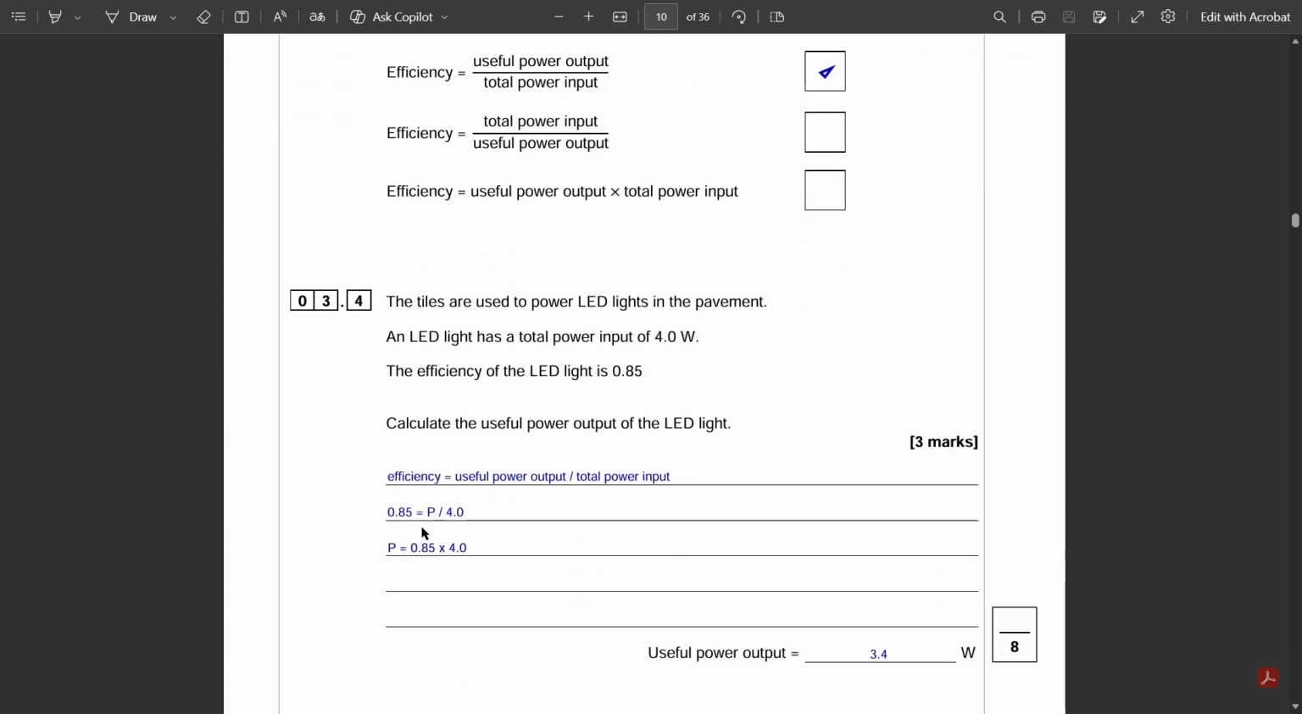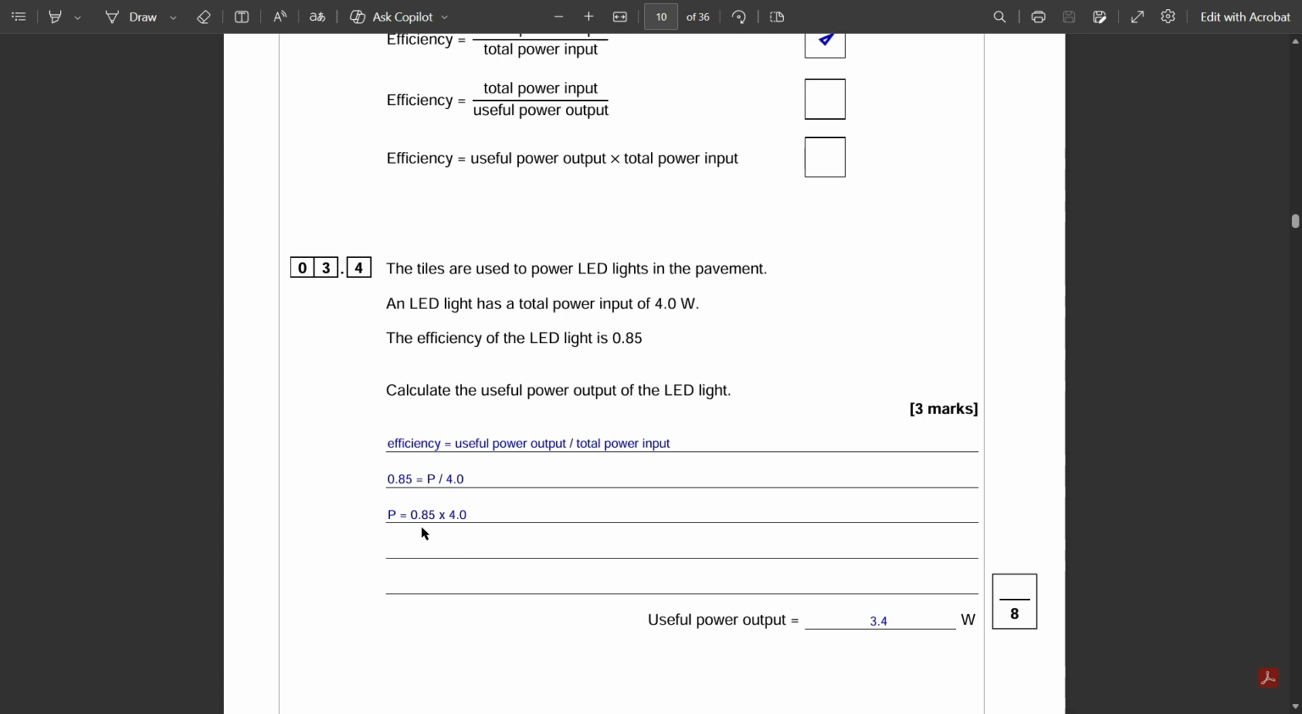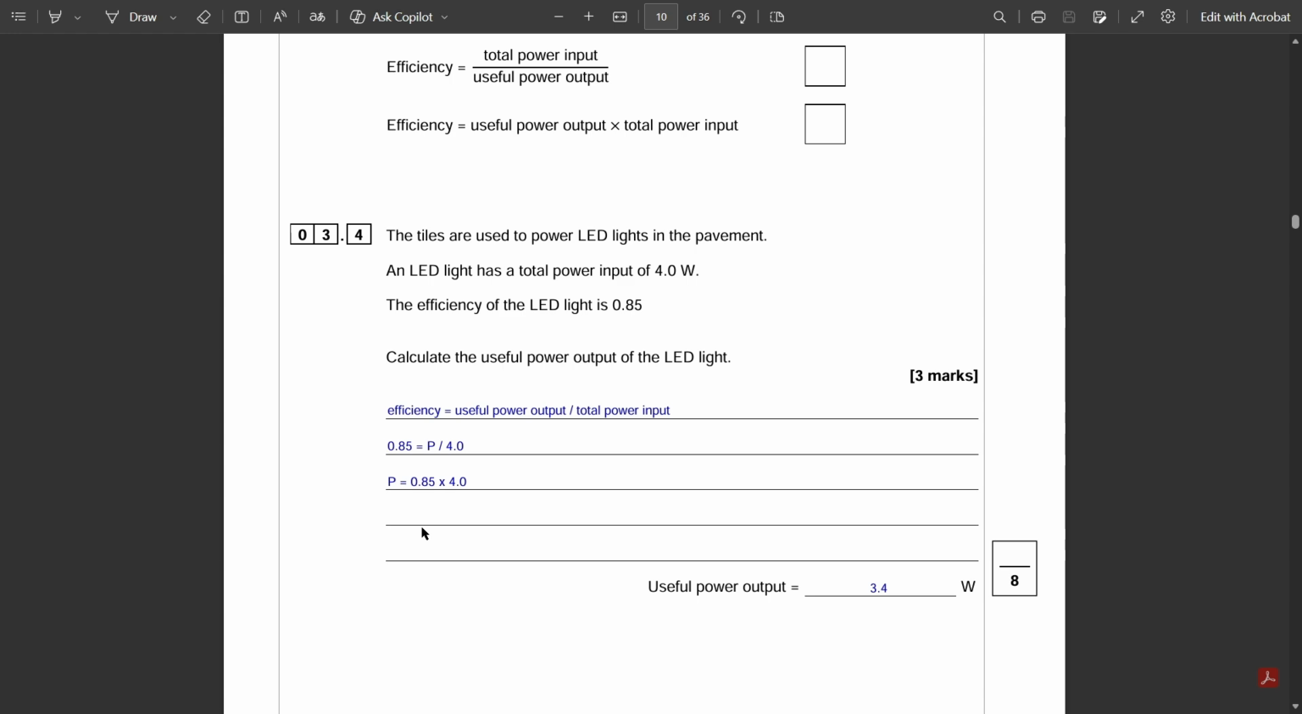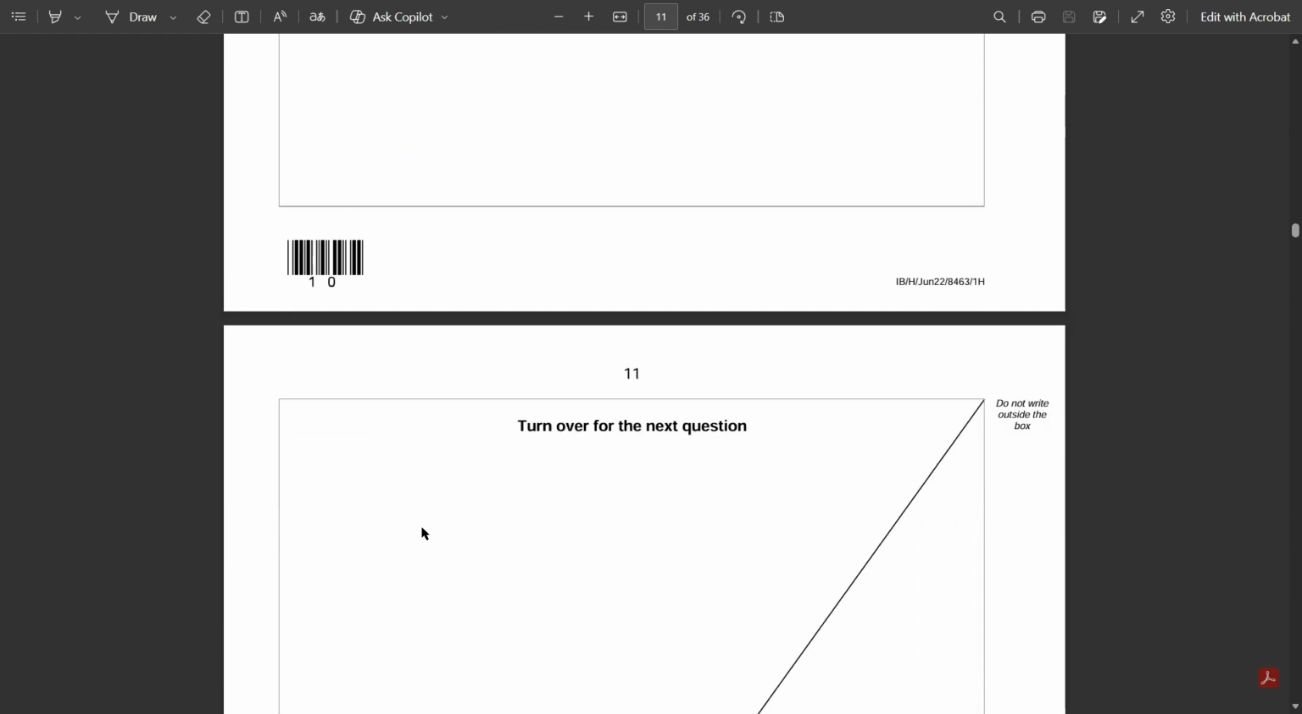The tiles are used to power LED lights in the pavement. An LED light has a total power output of 4 watts. The efficiency of the LED light is 0.85. Calculate the useful power output of the LED light. Well, we simply plug the numbers into the formula. 0.85 equals P over 4. P equals 0.85 times 4, and we get an answer of 3.4 watts. Once again, just rearranging equations is the main skill needed here.